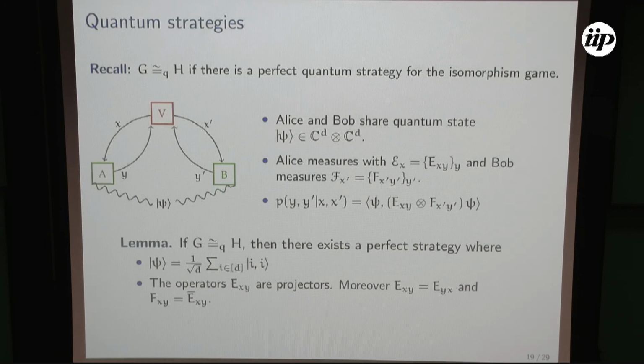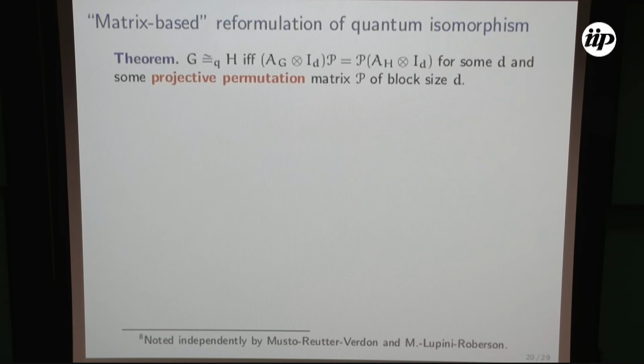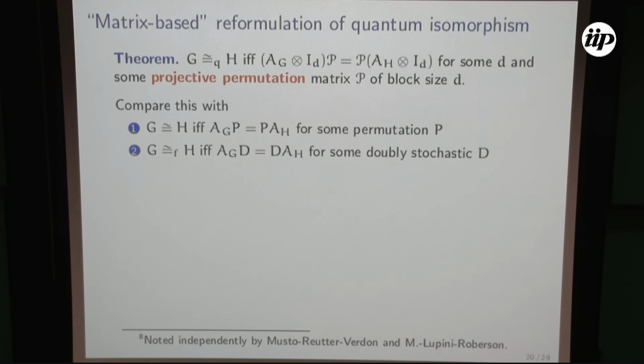Now this kind of structure of winning strategies lets us get a matrix-based reformulation of quantum isomorphism. We can say that two graphs are quantum isomorphic if and only if there exists what I'm going to call a projective permutation matrix script P, which commutes with AG tensor identity and the same for AH. Before I tell you what this projective permutation matrix is, let me show you that syntactically it looks very similar to the matrix-based formulations of graph isomorphism.